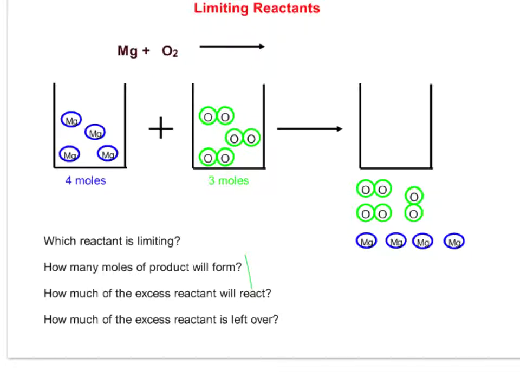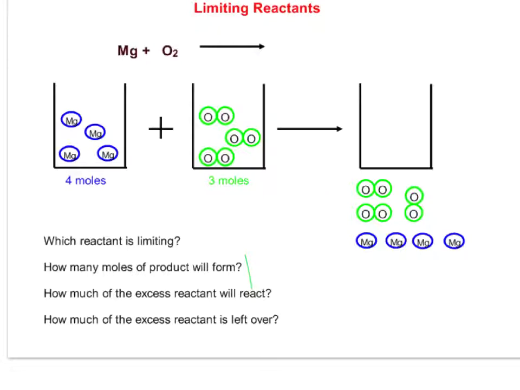It's not necessarily the one that you have less of, so not necessarily less moles or less grams, but it's the one that runs out first. So you just saw in your demo with the s'mores that the chocolate ran out first, and so it limited the amount of s'mores that you can make. And so we say that the chocolate is your limiting reactant.